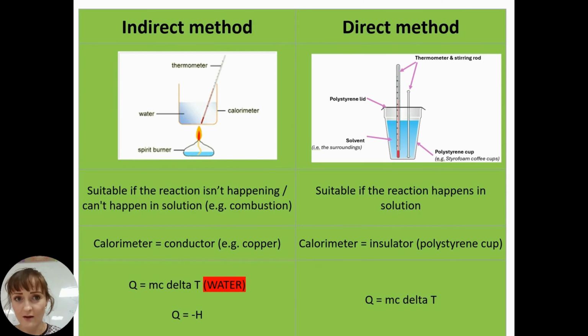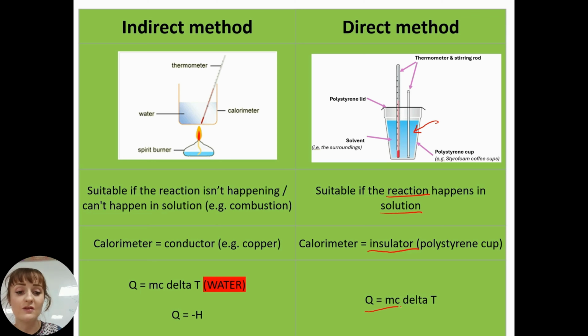It may be helpful now to just compare quickly indirect and direct calorimetry, because I know that students often get these mixed up. Direct calorimetry can only be used if the reaction that is happening happens in a solution. So for example, when you added zinc to a copper sulfate solution. Because the temperature change that you're measuring is of that solution, you want to make sure that none of the heat leaves what you're measuring. And so you make sure that your calorimeter is an insulator.